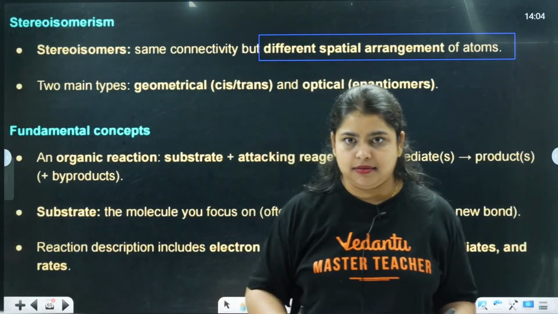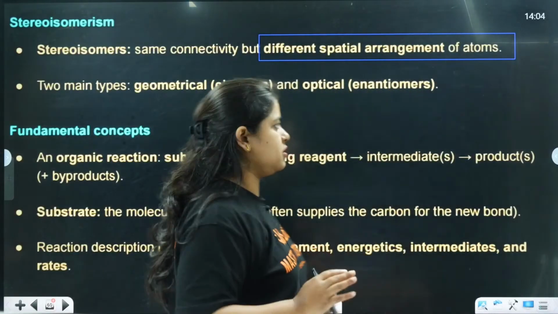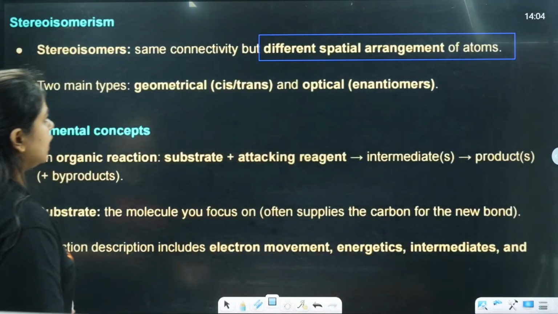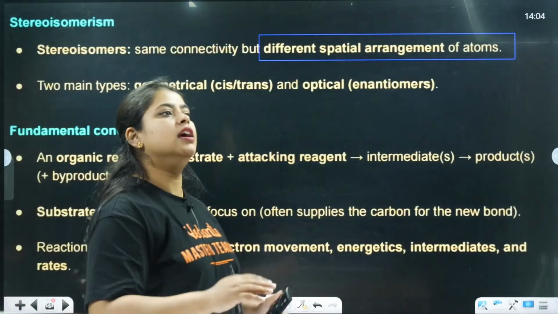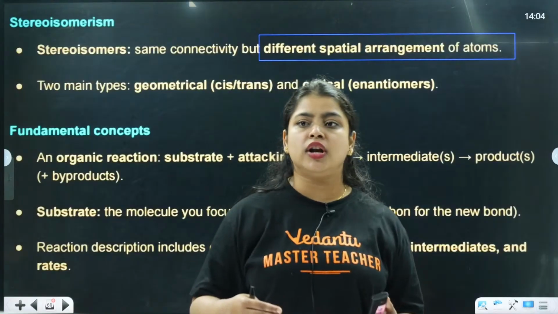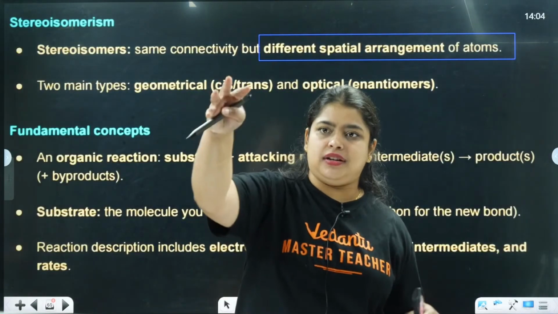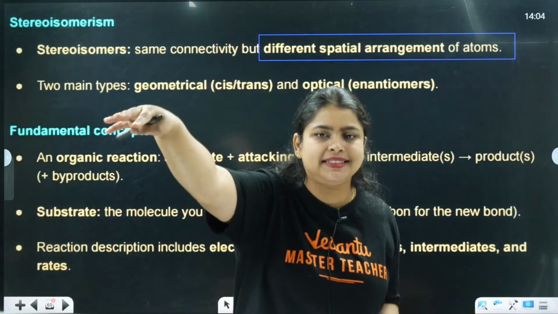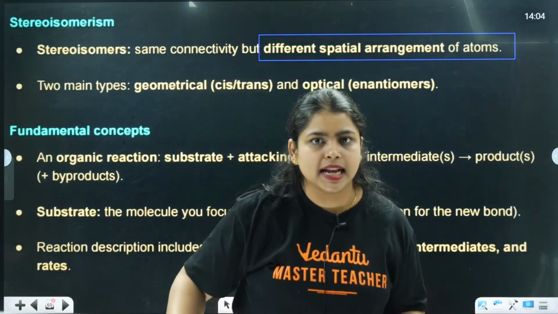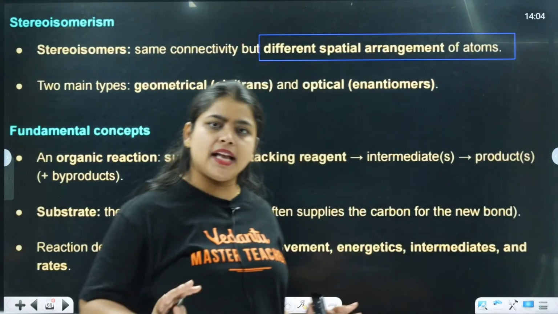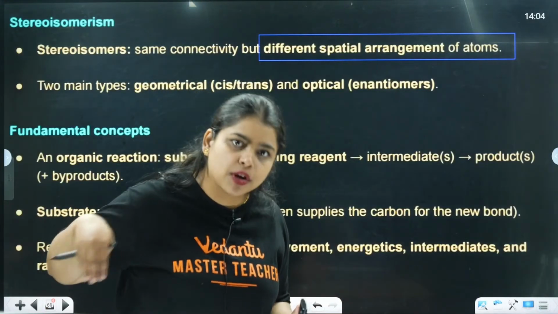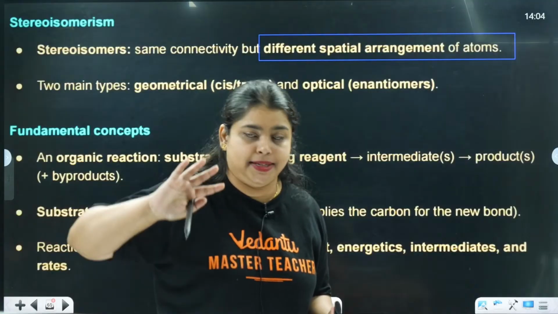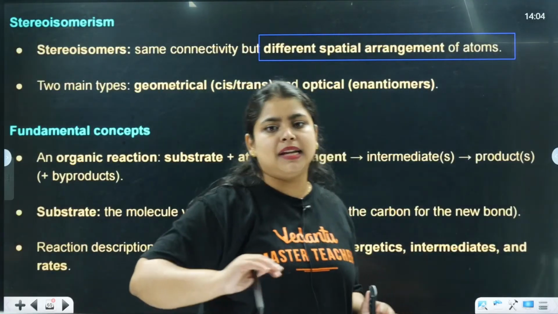But the arrangement of the atoms is different. Clear? So we have a connectivity, but different spatial arrangements of the atoms will be there. Different spatial arrangement means what? The arrangement is different, the relation which is going to that person is different. Clear? But we have the same connectivity. My connectivity is coming from my dad's side, but the connectivity is completely different.